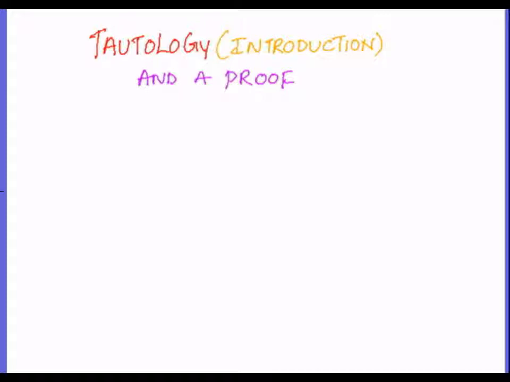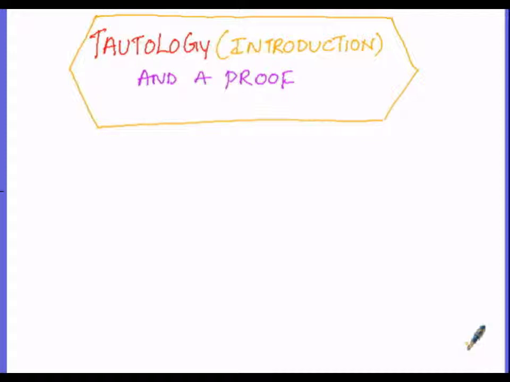Tautology means the compound statements containing only T, that means true, as the truth values in the last column of the truth tables. Then such statements are said to be called tautologies. The compound statements which contain only T in the last column of the truth table are called tautologies.